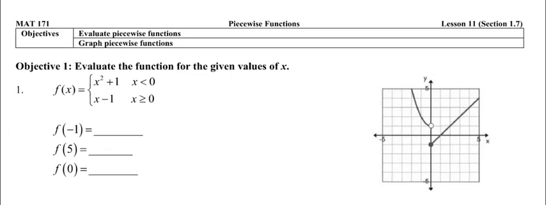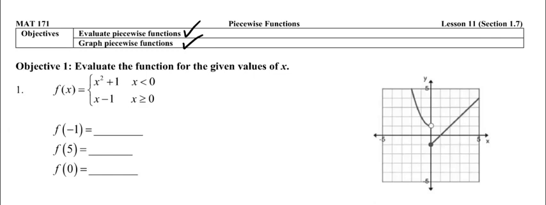We have two objectives in this lesson. We want to be able to evaluate piecewise functions, and then we also want to be able to graph piecewise functions. We're going to get started with the first objective, which is evaluating piecewise functions.